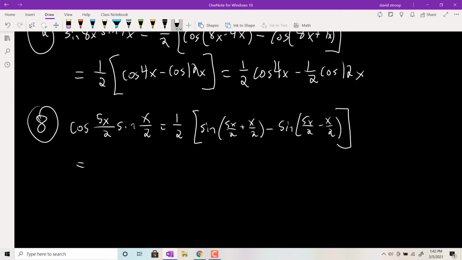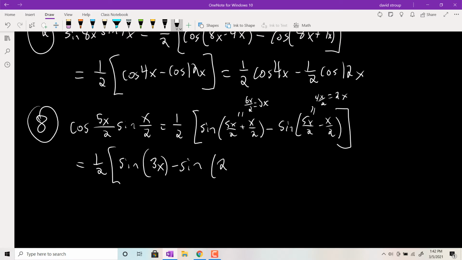Just like before, you go ahead and simplify the insides of the sine functions. The first one is 6x over 2, and of course that's just 3x. So sine 3x, and then minus sine of this thing, which is 4x over 2, which will just be 2x. So sine 3x minus sine of 2x.